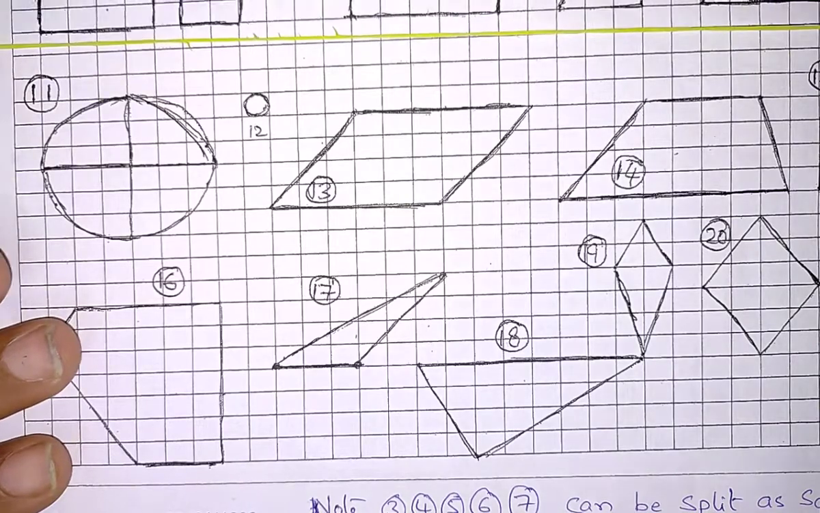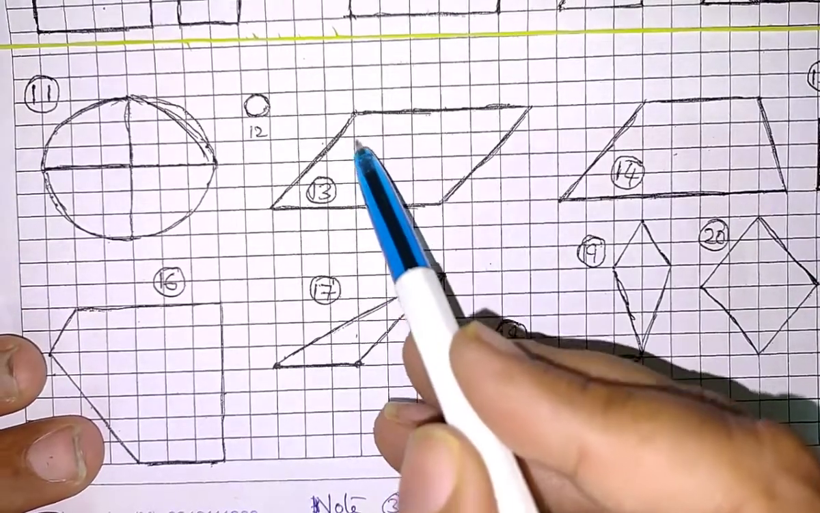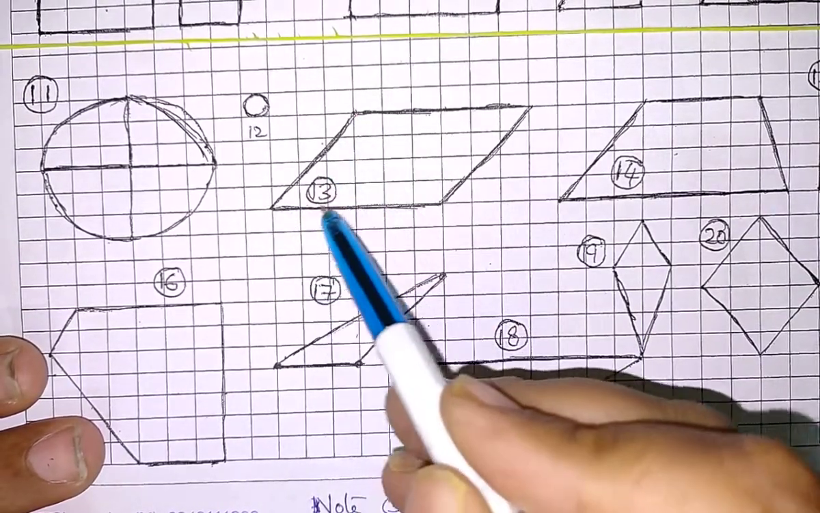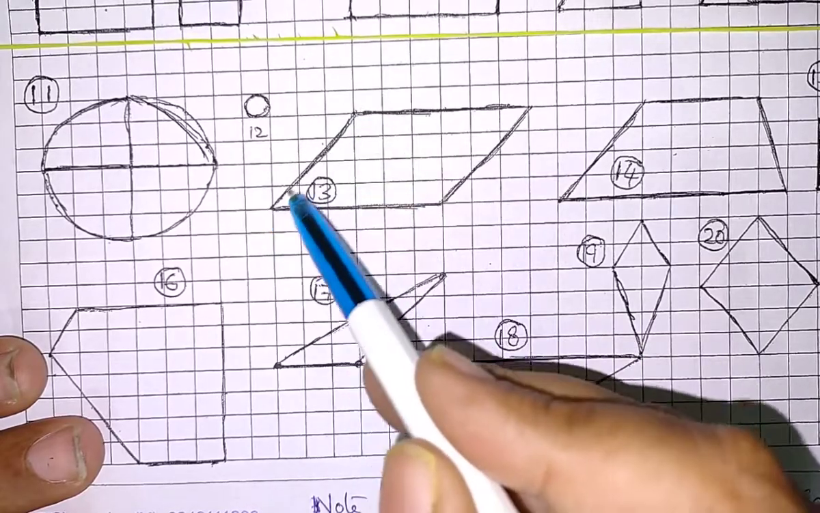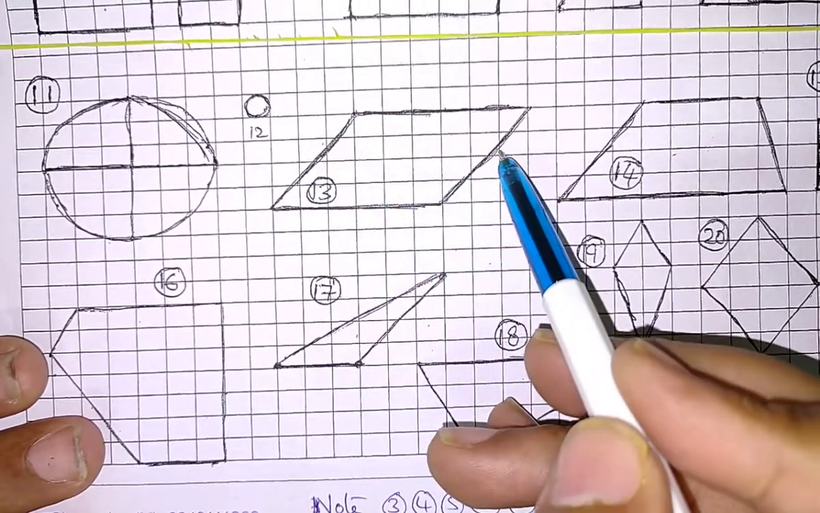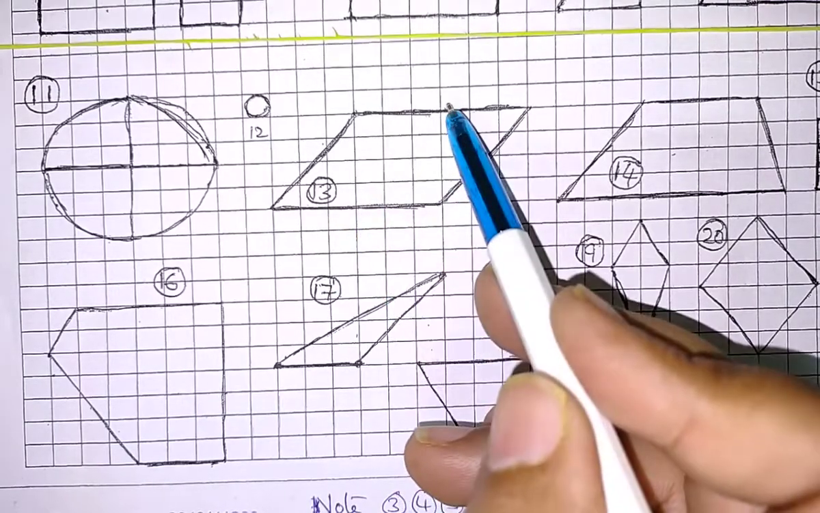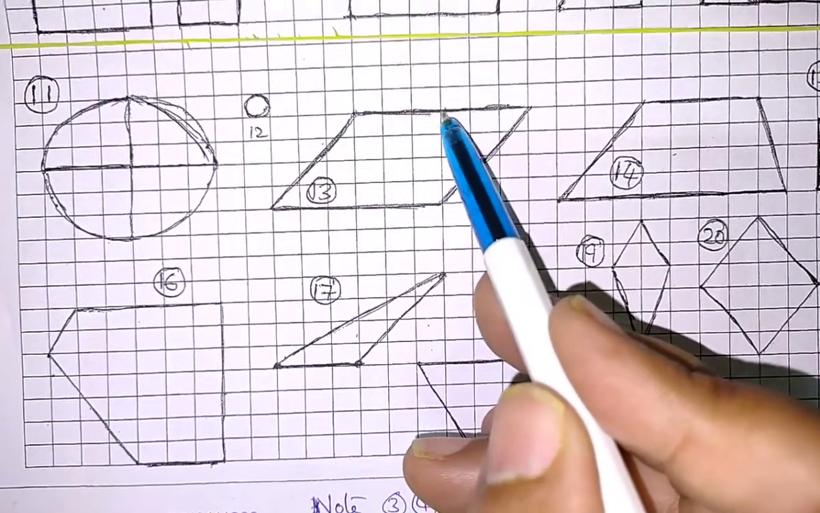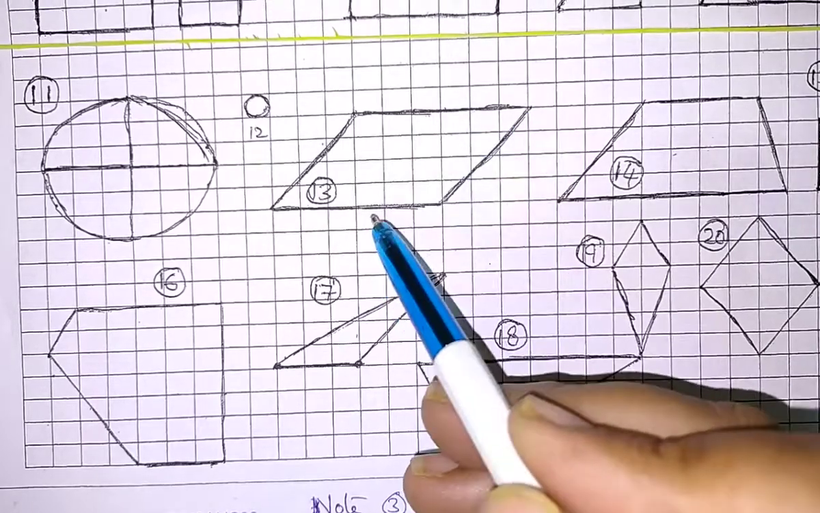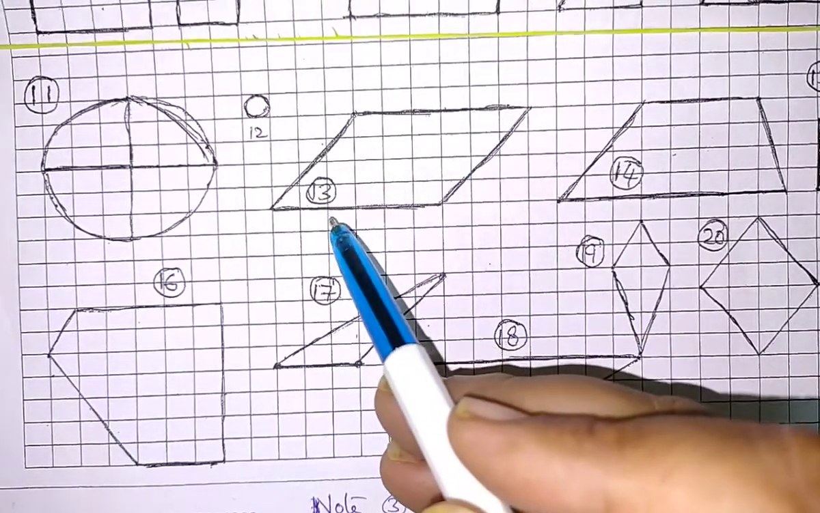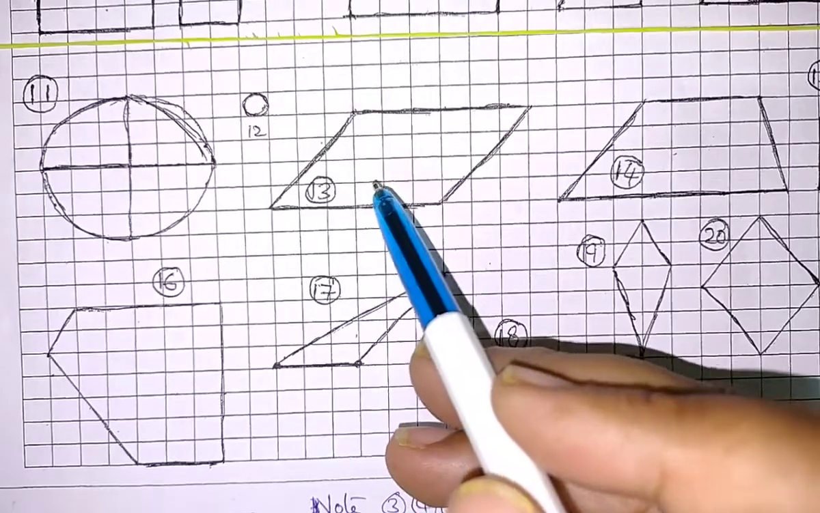Again you have to use the Pythagoras theorem to find this length. This is 3, this is 4. 3 square plus 4 square, this length comes out to be 5. 5 plus 5 is 10. 6 plus 6, 1, 2, 3, 4, 5, 6. 6 plus 6 is 12. 12 plus 10 is 22 units.